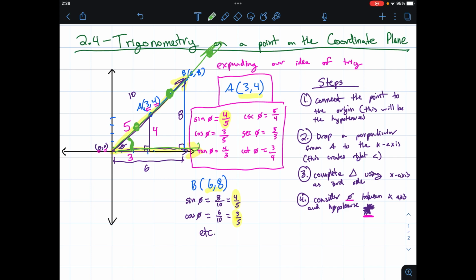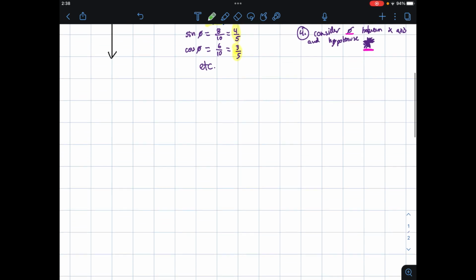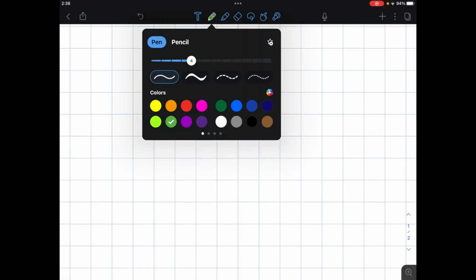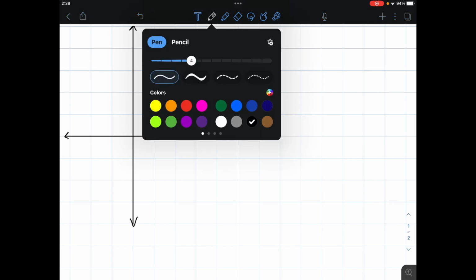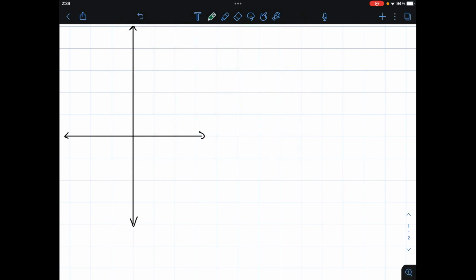Okay, let's look at another example then. We are going to go on to quadrant 2. So there's another concession we have to make to do trigonometry on the coordinate plane. And in this case, let's come over here. Okay, let's do trigonometry on some point C, which we will say is at -3, 3.